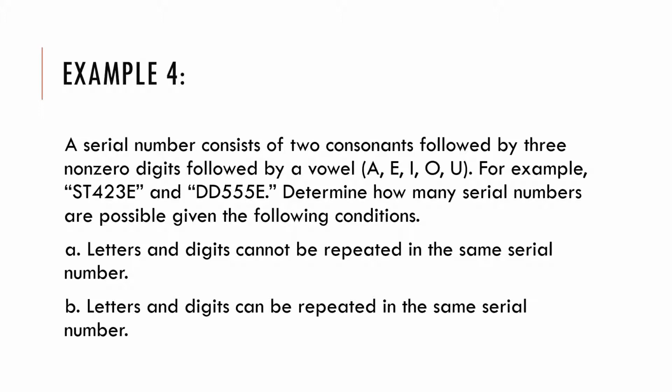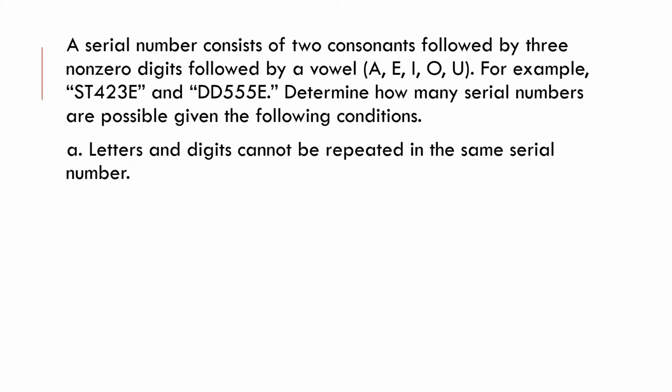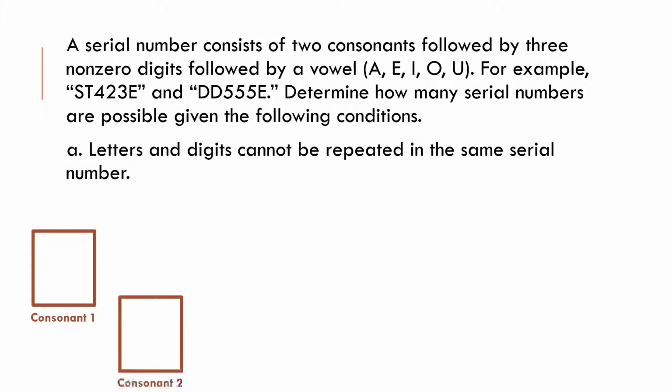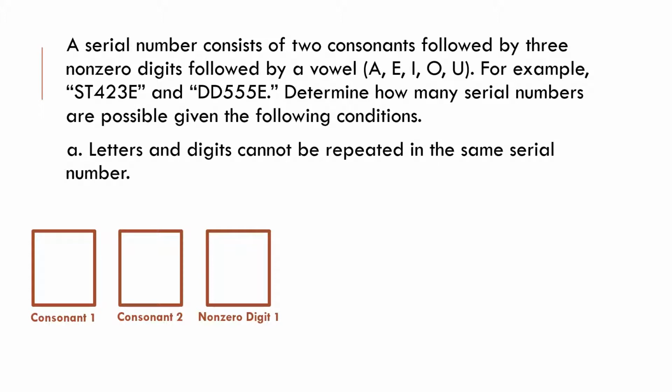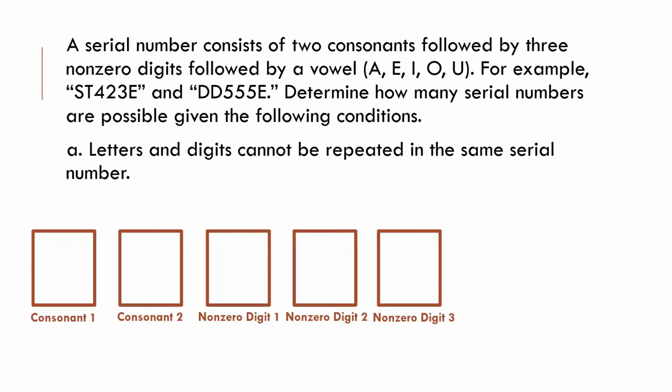Determine how many serial numbers are possible given the following conditions. Part A is letters and digits cannot be repeated in the same serial number, and part B is letters and digits can be repeated in the same serial number. We're going to go through part A. I'm going to use the fundamental principle of counting just like we did before. I'm going to start by drawing my boxes: a box for my first consonant, my second consonant, then my first, second, and third non-zero digits, and then my last box is for my vowel.